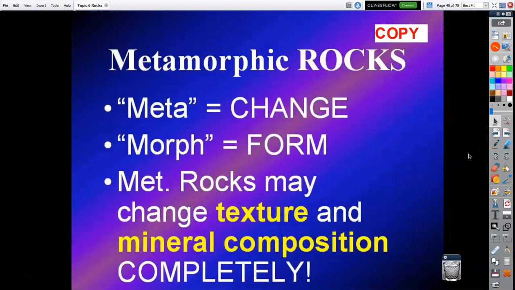We're going to move on. We covered igneous rocks. We covered sedimentary rocks. I'm going to now cover the third type of rocks, which are metamorphic rocks. And then please, again, watch this video in full.